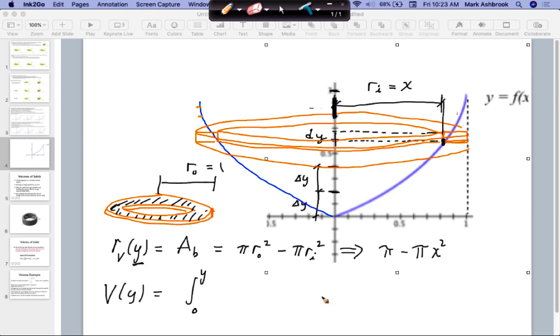Our function, we need our function in terms of y, right? So now I'm going to tell you that y is x cubed over 4, or f of x, sorry. f of x is x cubed over 4, and that's our y-coordinate. What do we need? We need x in terms of y, right? We want to write our rate function in terms of y. So yes, it's pi minus pi x squared, but that needs to be in terms of y. So how do we do that?